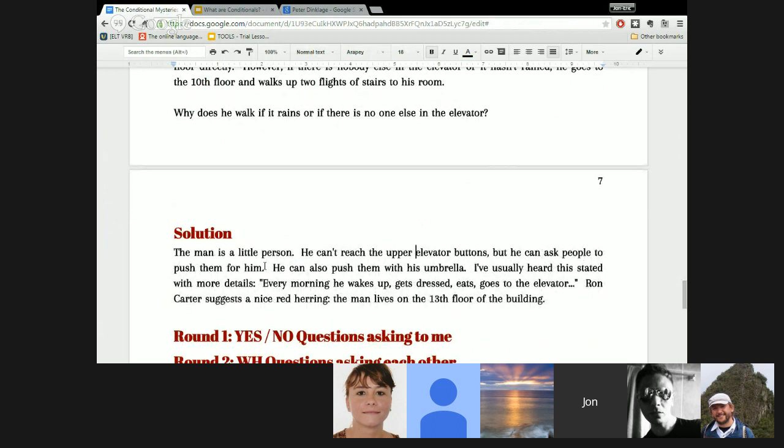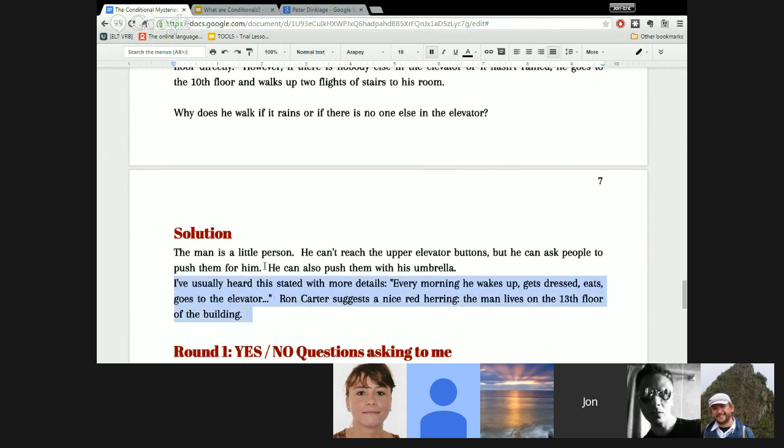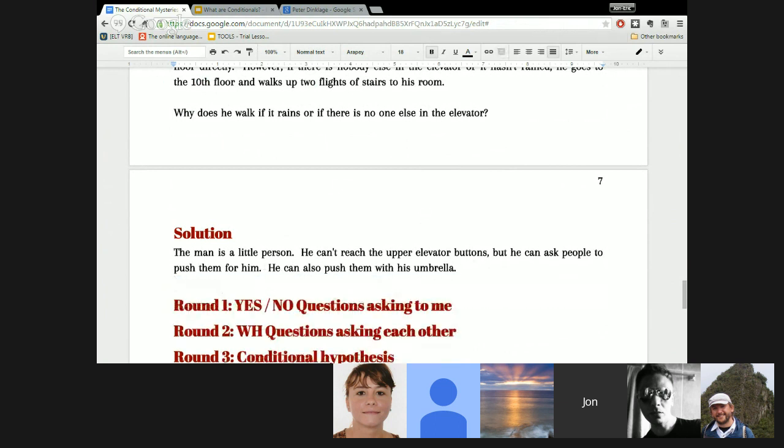He can't reach the upper elevator buttons, but he can ask people to push them for him. That's why if someone else is in the elevator, he can get home. He can also push them with his umbrella. Okay? These are some other clues. Congratulations, everyone. We didn't use our third conditional in that particular case, but that's okay. We had fun. You could have said, if he had a walking stick with him, he might have been able to go to the 12th floor. There's your third conditional.